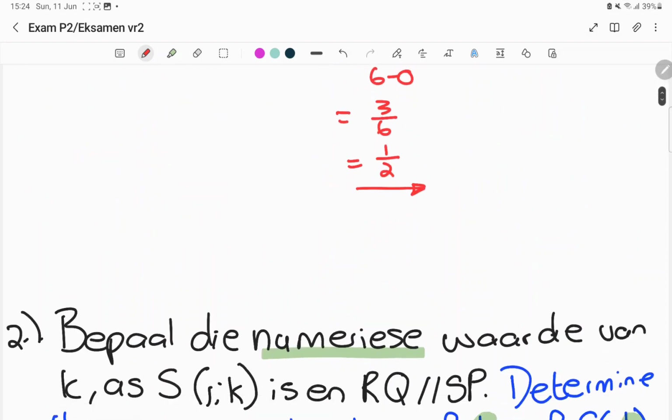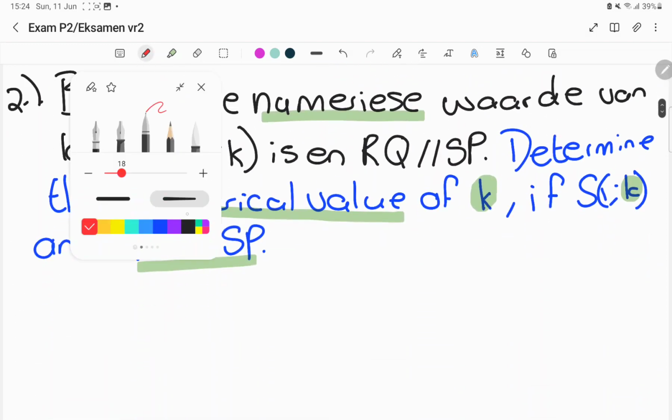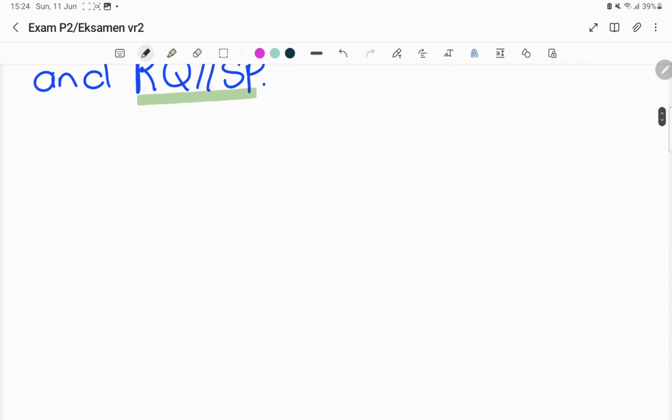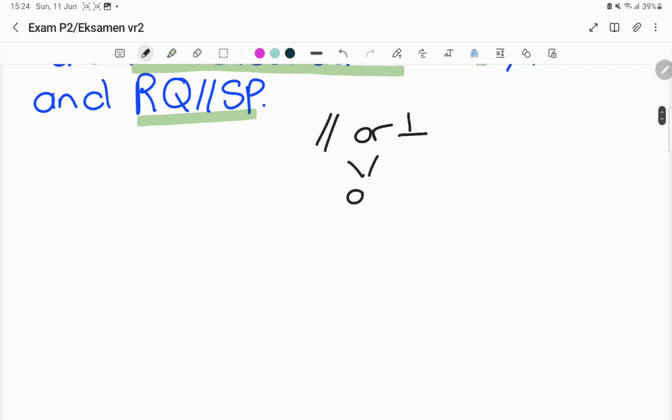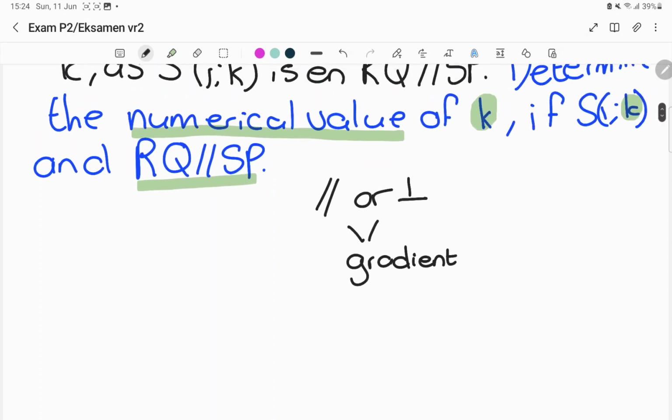Alright, so whenever you hear the words parallel or perpendicular being used, your automatic thought has to be, oh, I have to do something with my gradients. Alright, so wanneer ook al vra vir jou sê twee sye is parallel, of hulle sê vir jou twee lyne is loodreg op mekaar, moet jy dadelik weet ek moet iets gaan doen met my gradient.